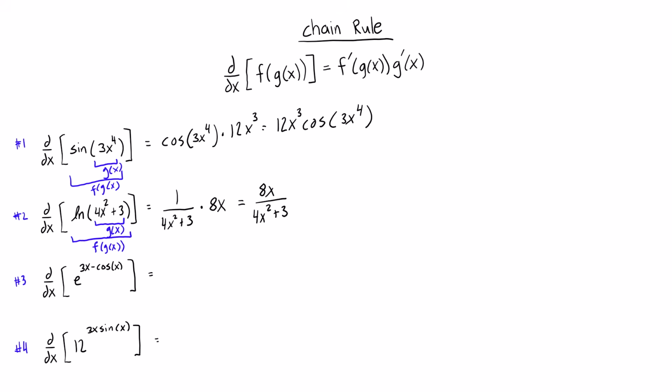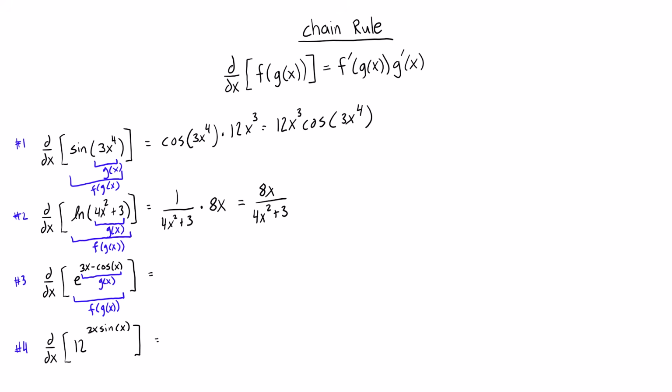All right, let's move on to the next one here. So we have e to the power of 3x minus cos of x. So we have e to the power of something. This whole something is a function. We're going to call this stuff in the exponent g of x. And then this whole thing is going to be f of g of x.